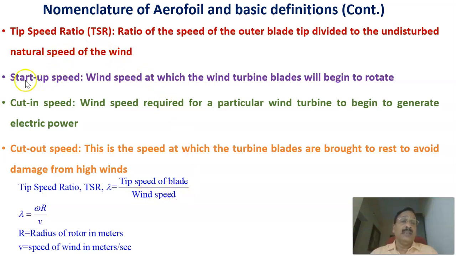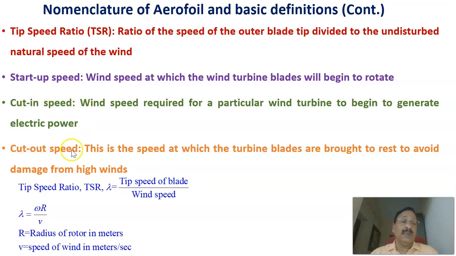Another one is startup speed, the wind speed at which the wind turbine blade will begin to rotate. That is called startup speed. And cut-in speed is the wind speed required for a particular wind turbine to begin to generate electric power. That much minimum speed is required.